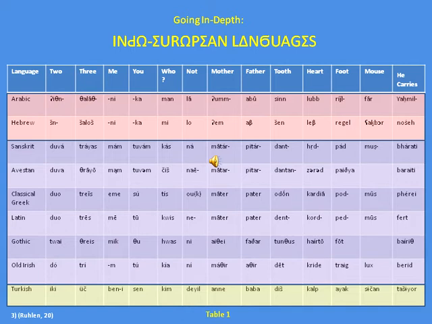For instance, the Sanskrit word for tooth, dant, is seen closely replicated by the Avestan danta, the Latin dent, and the Old Irish det, and is more distantly seen in the Turkish dish. There are numerous other examples of shared roots in this table alone.